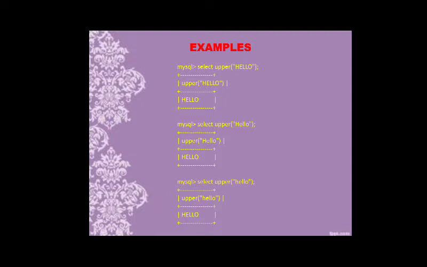They are uppercase. But in the second example, you can see that in select upper Hello, the H in hello is capital, the rest are smaller case. So in the output, every letter will be in uppercase. The third example gives you another solution, that is upper of hello in all small letters, and all the letters will be converted to uppercase.